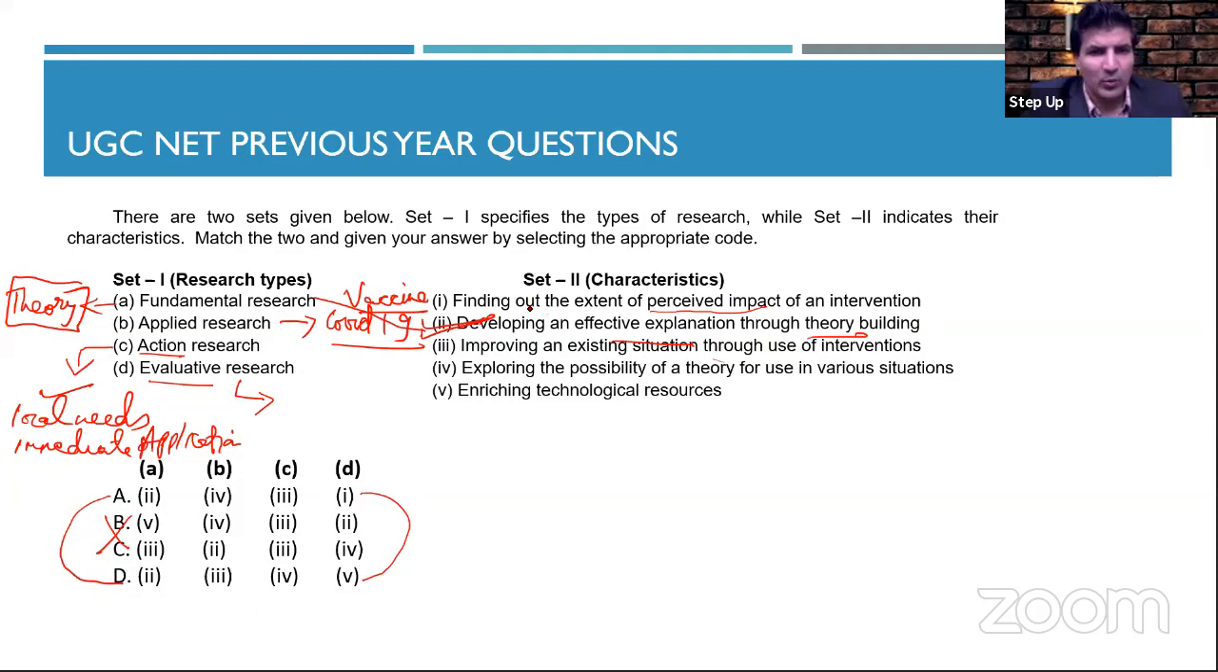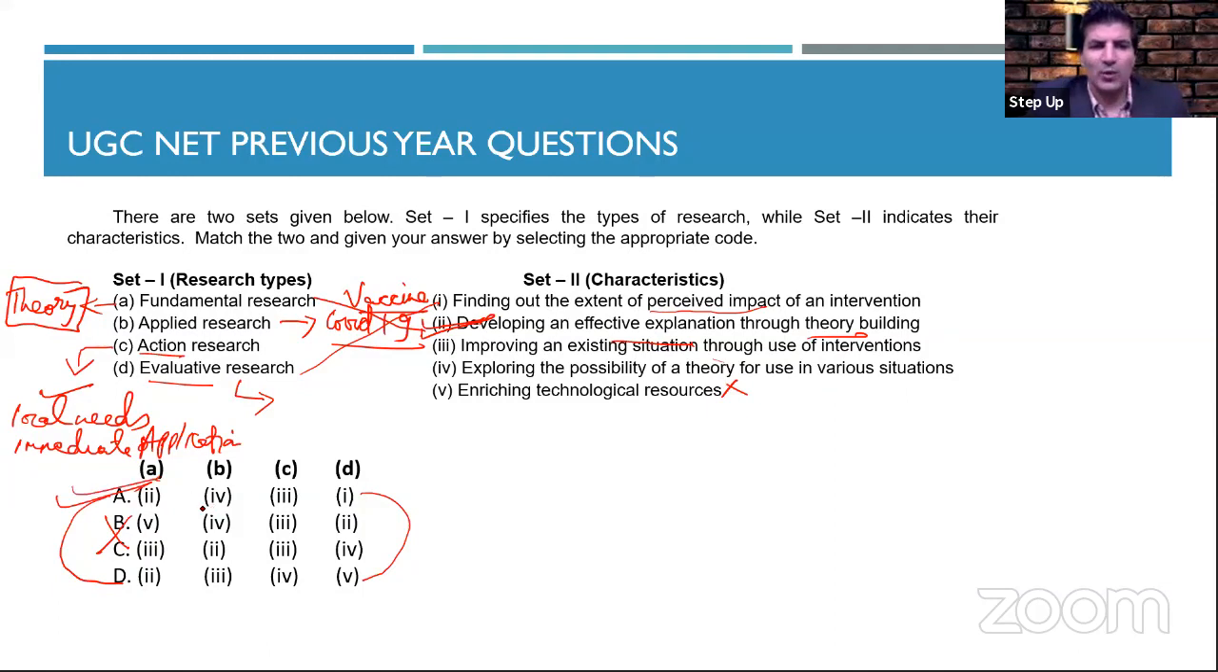Evaluative research is 1 or 5. Option 5 says enriching technological resources. That doesn't make sense, right? Finding out the extent, yes. So I think D looks more like 1. D is 1. So therefore I can see it's option A, right?